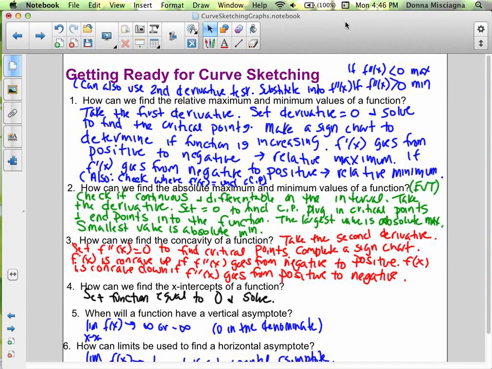Welcome. So we're going to review for curve sketching before we get started. All right, so number one, how can we find the relative maximum minimum values of a function? Take the first derivative, set the derivative equal to 0, and solve to find the critical points.